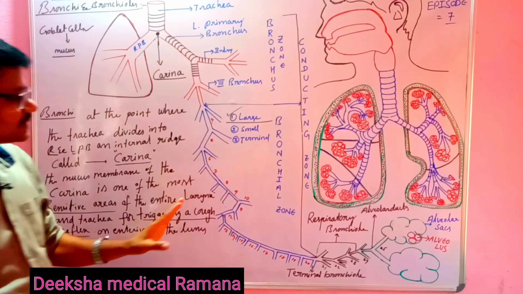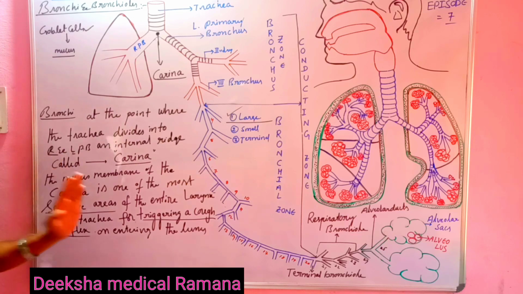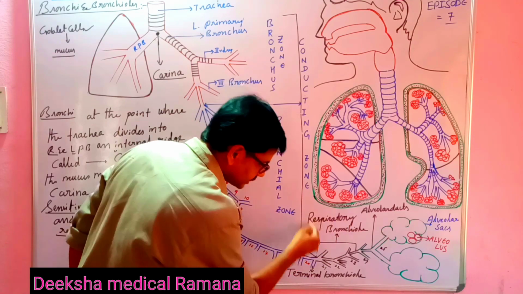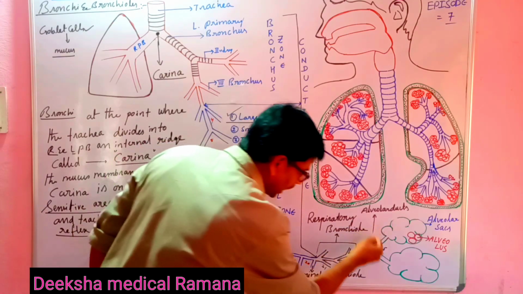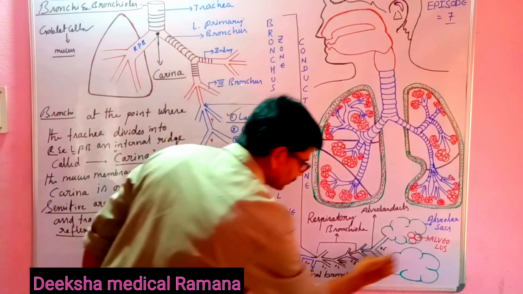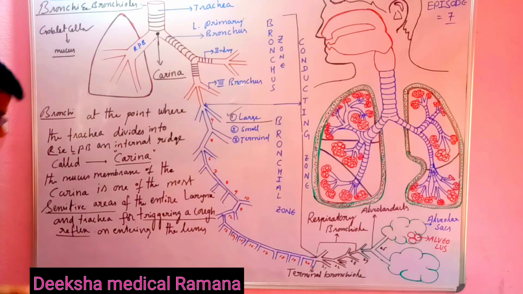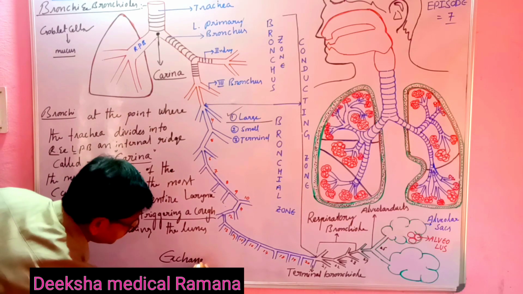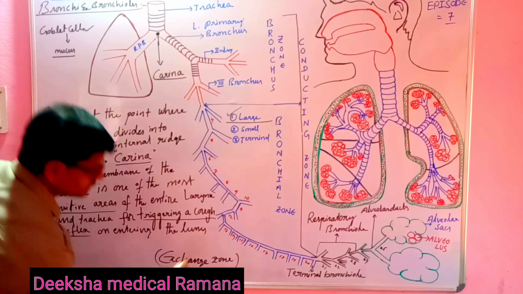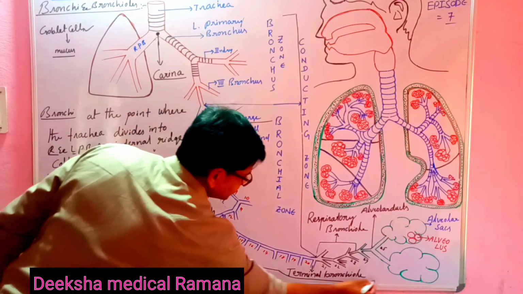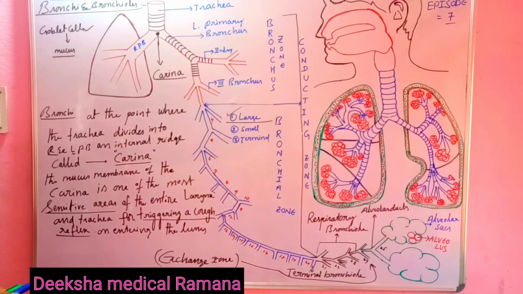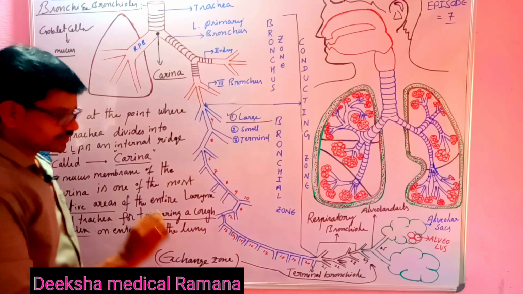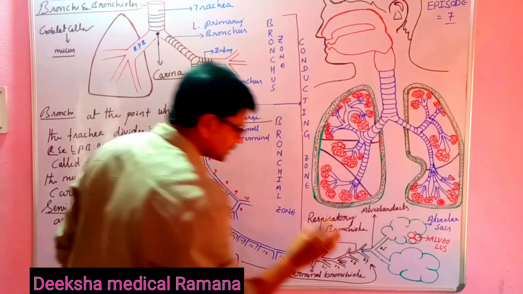The conducting zone of the respiratory system is not involved in the exchange of gases. So the exchange of gases is carried out by the respiratory bronchiole, alveolar ducts, alveolar sacs and alveoli. These four parts of the respiratory system are considered the exchange zone. Why is it an exchange zone? Because it is lined by a single layer of cells, simple squamous epithelial cells, which facilitates the exchange of gases.